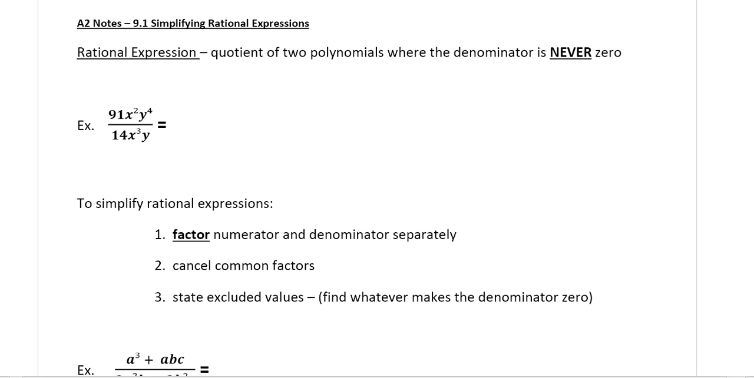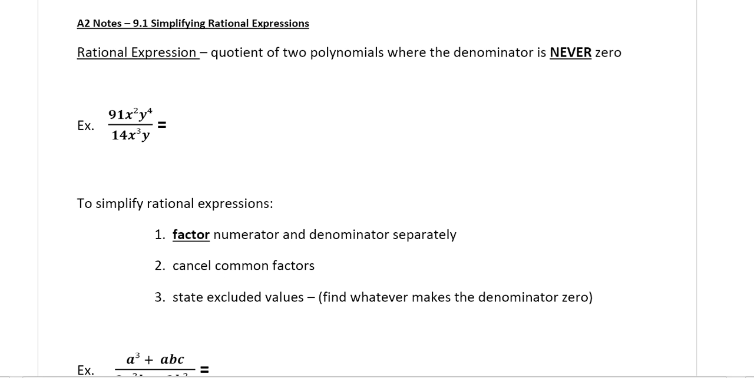This video starts Chapter 9, Section 9.1, Simplifying Rational Expressions. A rational expression is simply a fraction with a bunch of algebra in it. Its definition is the quotient of two polynomials. One of the things we have to watch out for, of course, in our number system, we cannot divide by 0, so the denominator can never be 0. And this is where we will get our excluded values from.